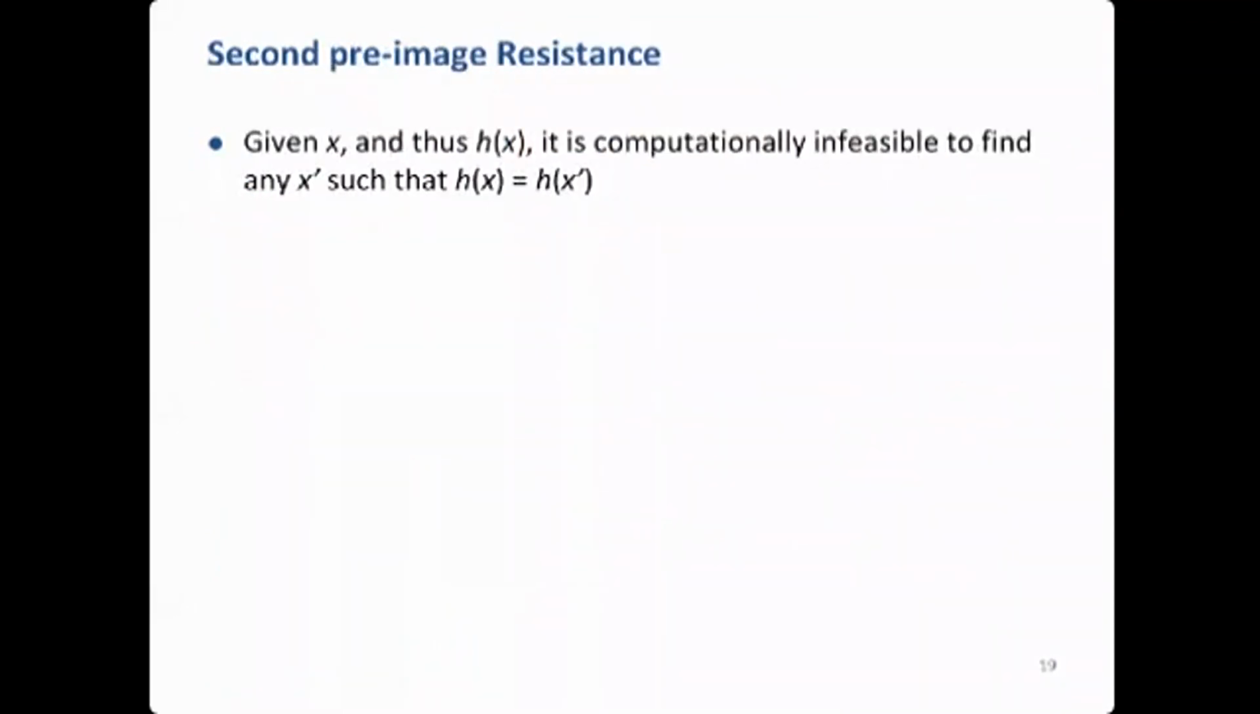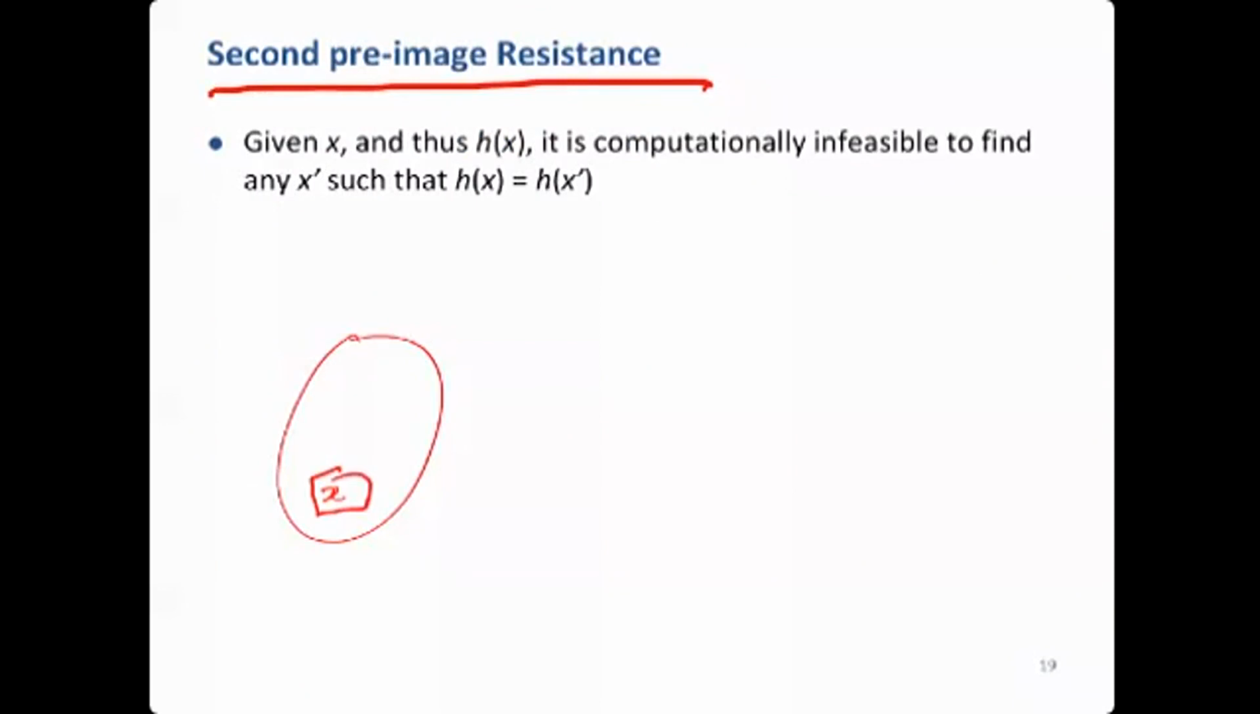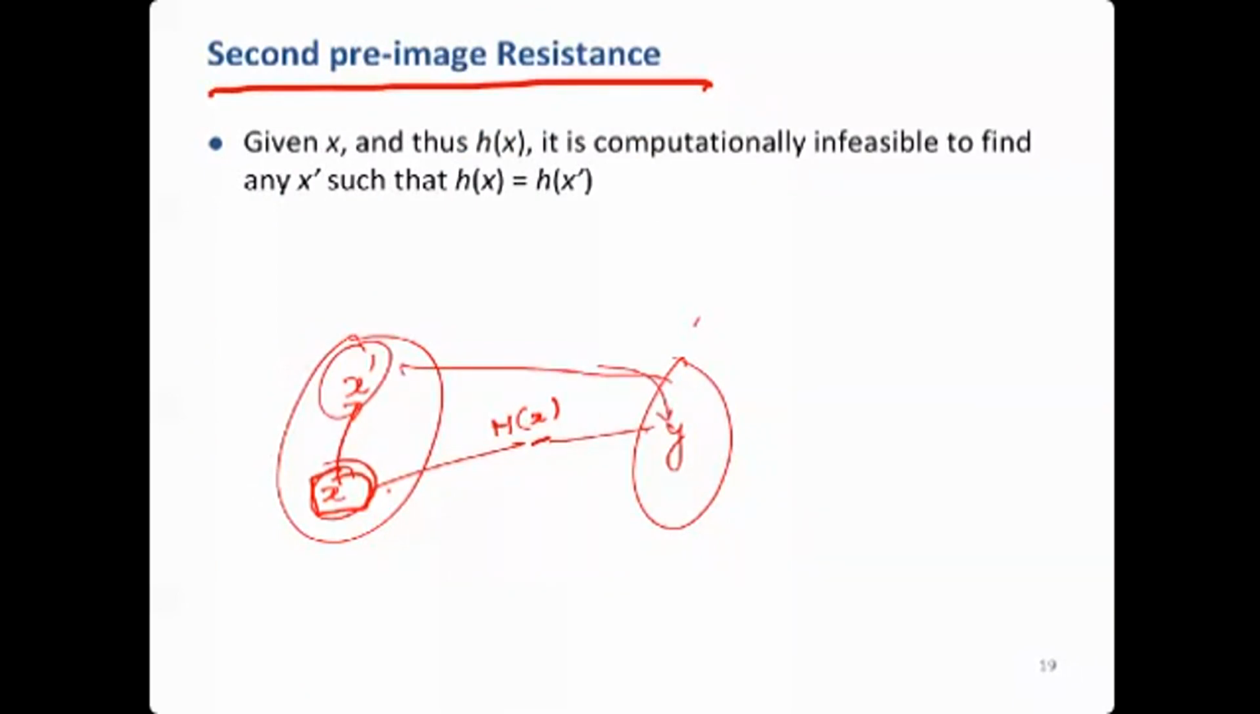Now, a related property is second pre-image resistance. Given one value x, with h of x equal to y, you have to find another value x dash such that h of x dash also maps into the same y. All right, so this is a hard problem.